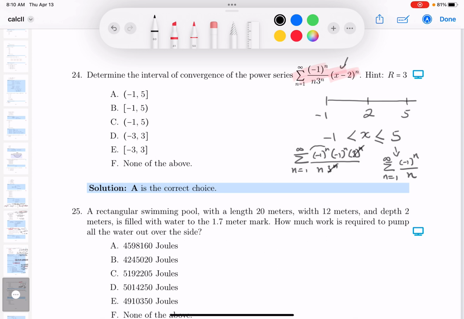I'm looking at this over here, though, and what would they give me? Minus 1 to the 2n, which is just going to be 1. So what do you see over there? N equals 1 to infinity. That would be 1 over n. That's the divergent harmonic series. So what's my interval going to be? Minus 1, don't touch it, up to 5, and 5's included.